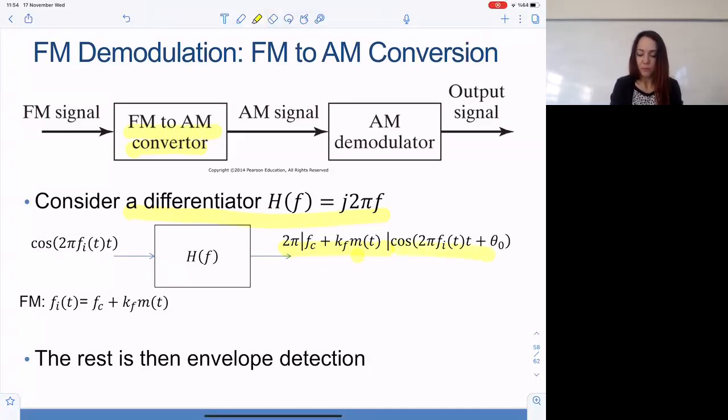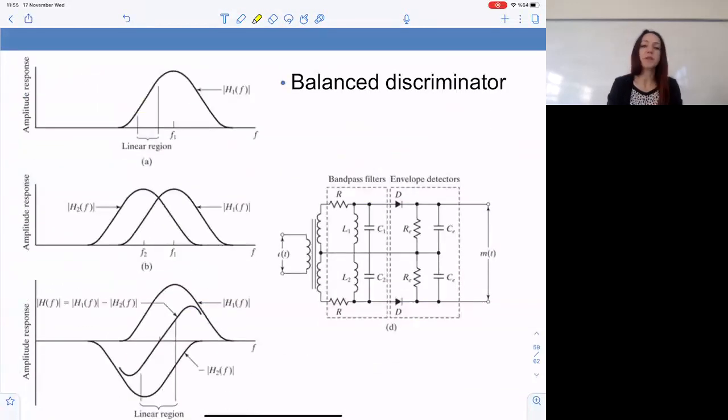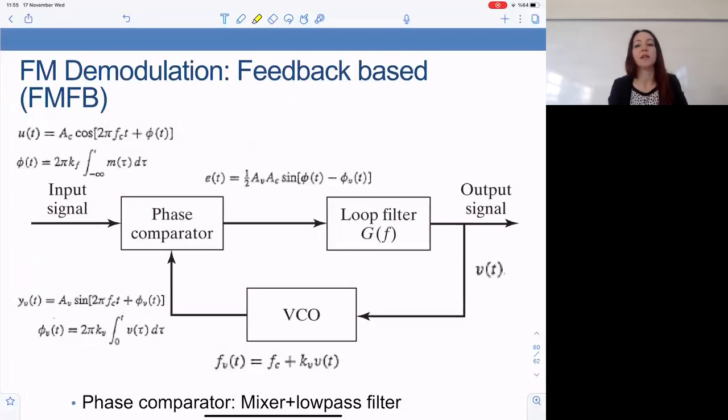However, this requires a balanced discriminator, and it may run into problems in terms of noise immunity, especially in the case of low signal to noise ratio. We have a threshold effect in FM, which we will study later, that this structure is very prone to. Therefore, the more useful technique for demodulating FM waveforms is to use a feedback loop.